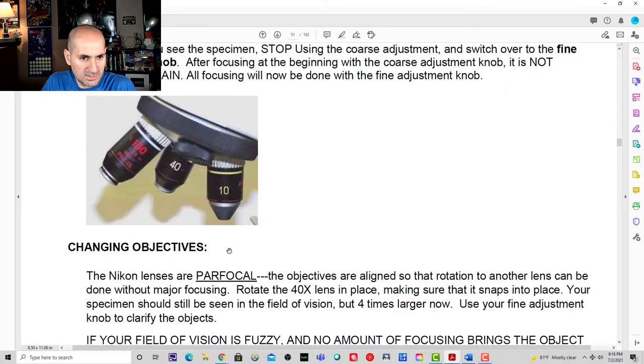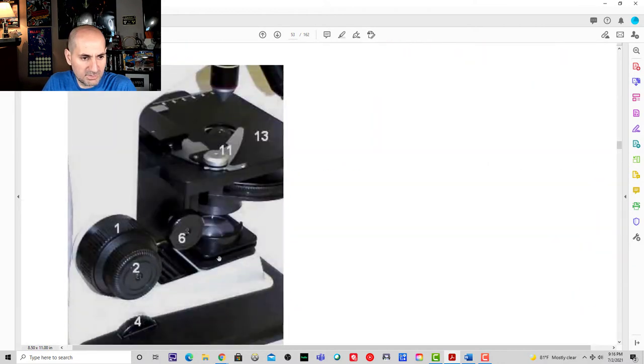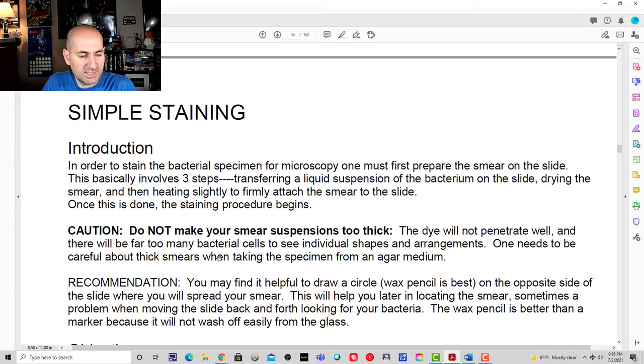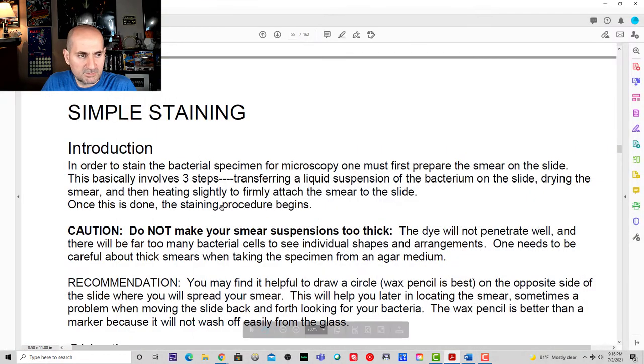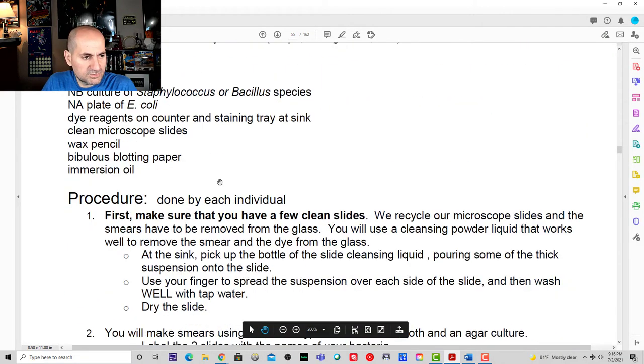All right, that's a lot of good stuff to know about the microscope. Please know all those things about the microscope. Let me move on to simple staining, because I believe that was also a part of bacterial smear, simple staining. Let's talk about this, simple staining. Again, why did you heat fix?